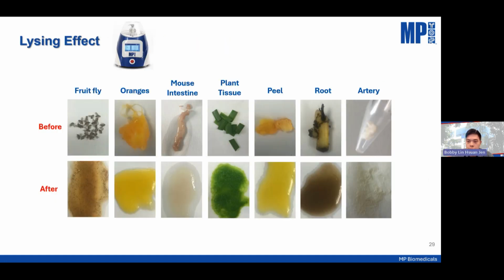So in summary of what I've just mentioned, this is the expected result after we complete our homogenization. Going back to the slide we just mentioned, the two important aspects are size and uniformity. We can see that after homogenization, the particles for all these sample types are ground into small and uniform content.